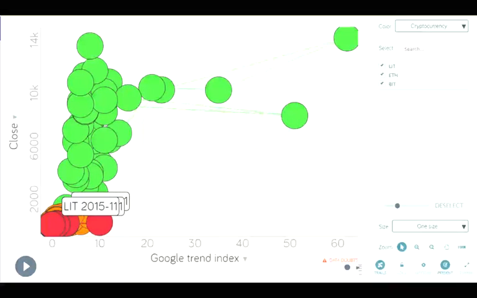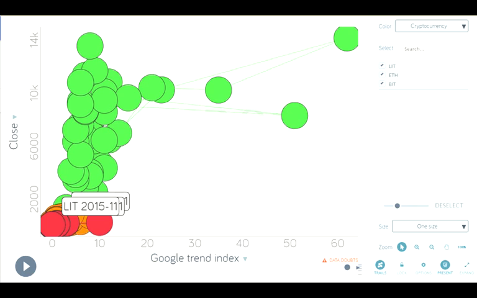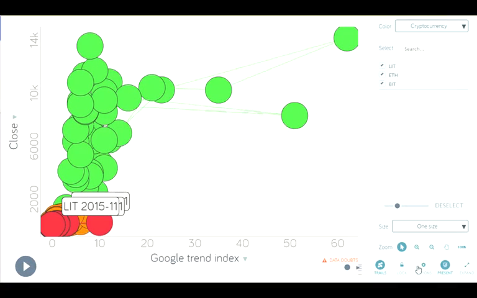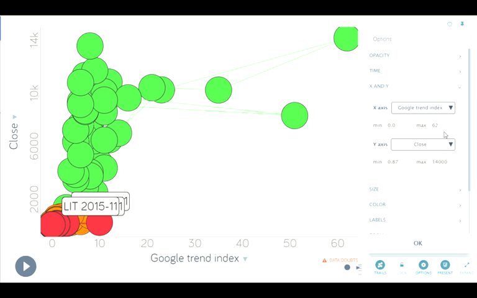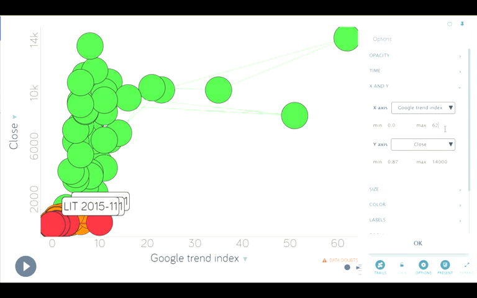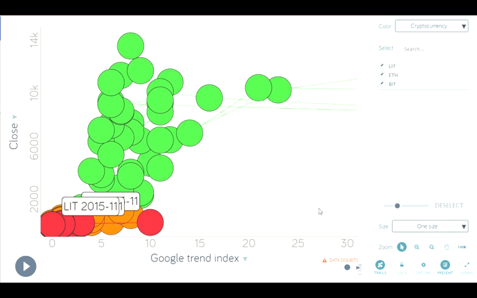Let me change the scale of the x-axis a little bit to see if I can make it clearer. If we take the Google Trend Index over 30 and treat that as an outlier, maybe we can make the scale much more readable to study the relationship. Let's do that. I will go in and change the maximum of the x-axis to 30, and say OK. And it looks a little bit better.